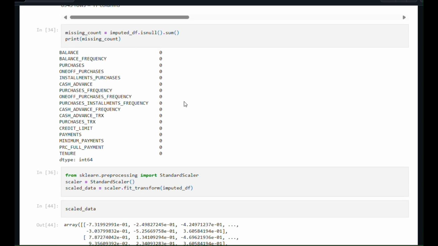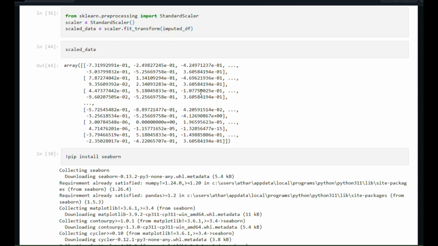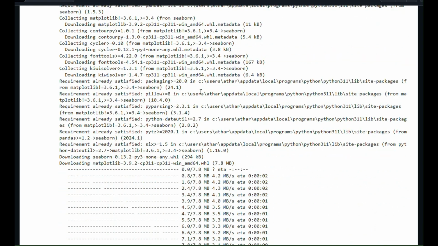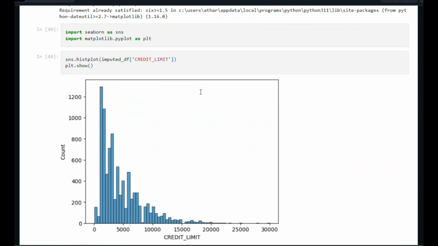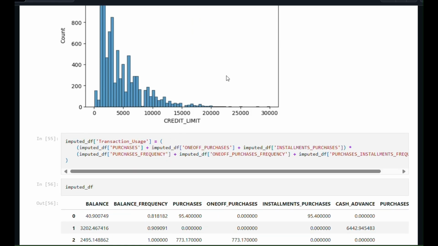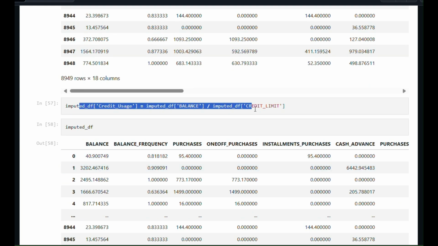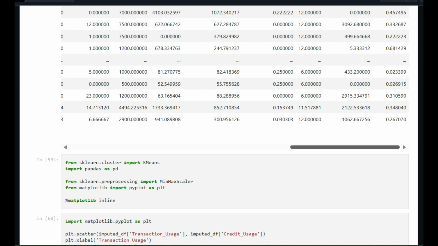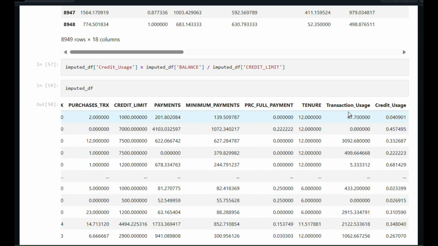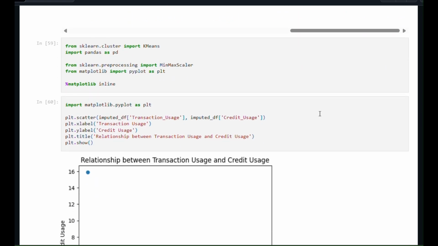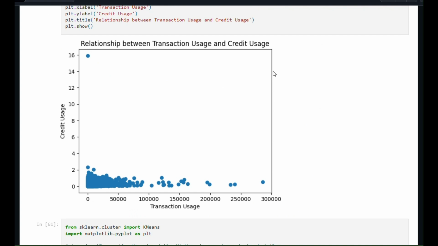Let us plot the graph for credit limit and the number of people having different credit limits using the Seaborn library. As given in the problem statement, we have to construct two key features, transaction and credit usage. So we will calculate transaction usage using a derived formula and similarly for credit usage. We'll add two custom columns in the data structure. Now we should plot a scatter plot to see the relationship between transaction and credit usage.